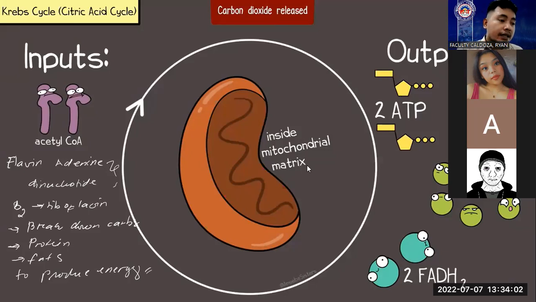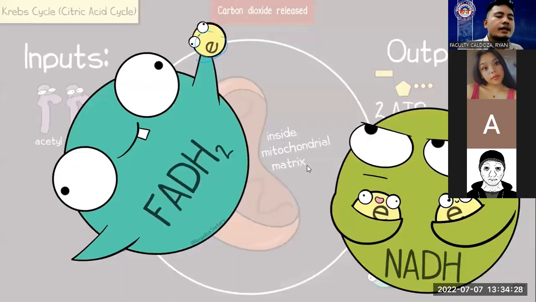It is also an enzyme that carries electrons, just like the function of NADH. Ang flavin adenine dinucleotide ay tinatawag din as B2 or riboflavin. This B2 or riboflavin helps to break down carbohydrates, protein, fats to produce energy. Okay, huwag niyong kakalimutan. Next, sabi natin dito, the FADH or flavin adenine dinucleotide and nicotinamide adenine dinucleotide have a very special function.